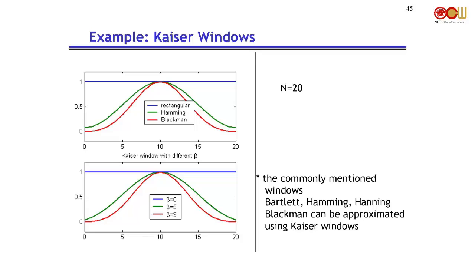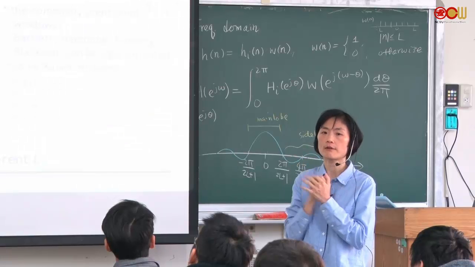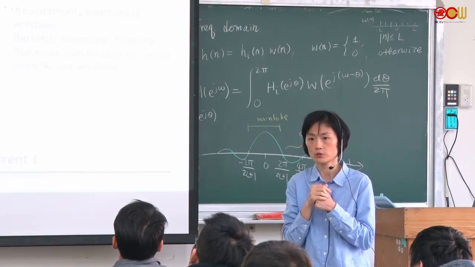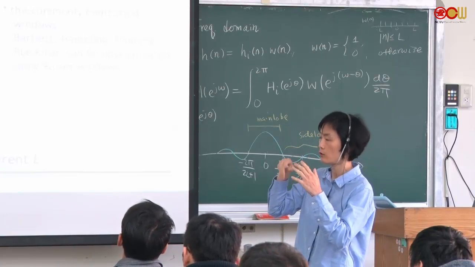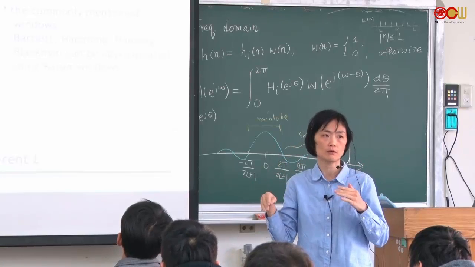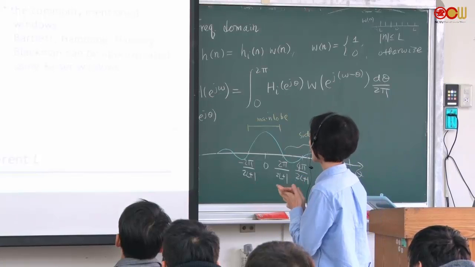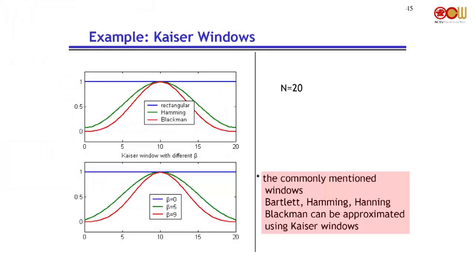There are many different window functions, and it seems all of them can be approximated well by the Kaiser window. We just change the value of beta, then we can approximate all those windows that we have just mentioned, because beta controls the shape of the window, and we get a different trade-off between the main lobe and the side lobe. So the commonly mentioned windows, Bartlett, Hamming, Blackman, can be approximated using the Kaiser window.